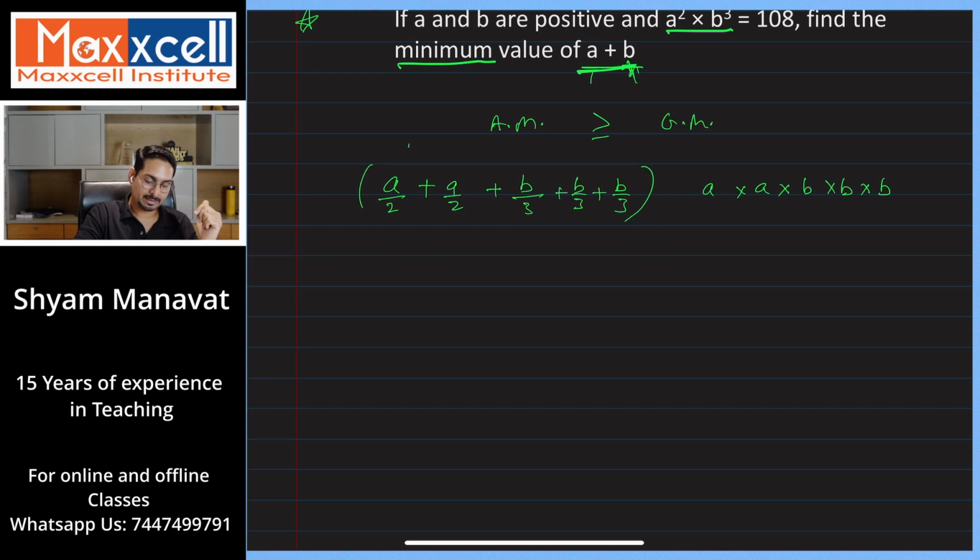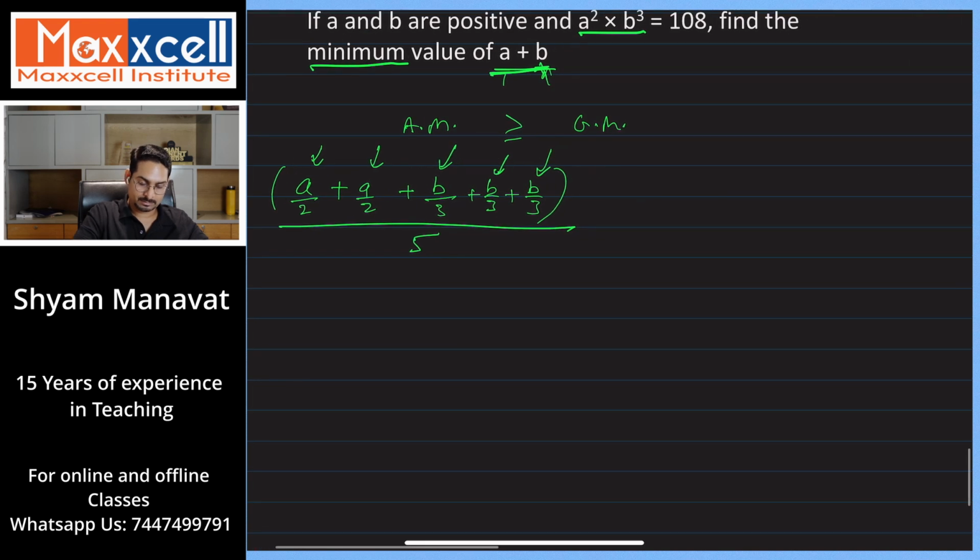So first value is A by 2, second value A by 2, third value B by 3, fourth value B by 3, and fifth value B by 3. और इसका अर्थमेटिक मीन निकालने के लिए, because there are 5 values, different 5 values, I'm going to divide this by 5. ऐसा मैंने A और B को स्प्लिट किया.